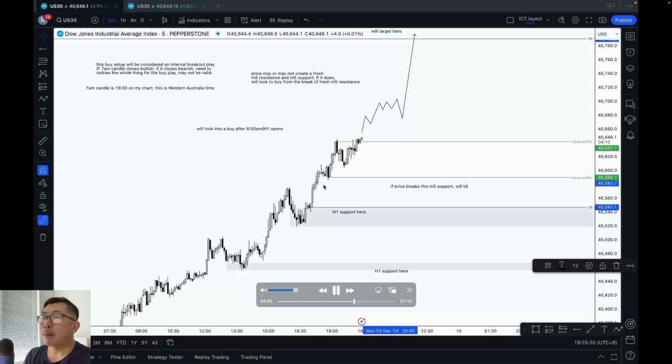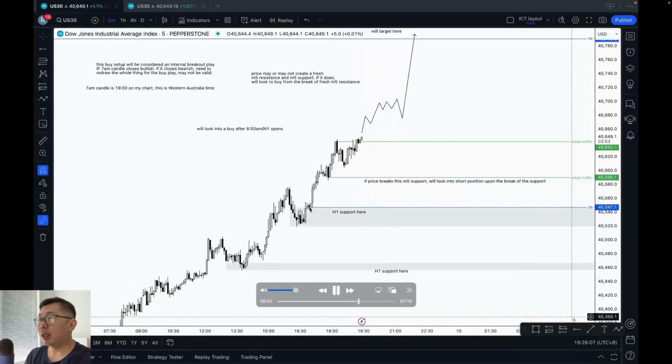Still an internal breakout play. If price breaks this 5-minute support, this green line here, we look into a short position upon the break of the support. And I'll target here, the TP, you can see here, there's a 5-minute support there.